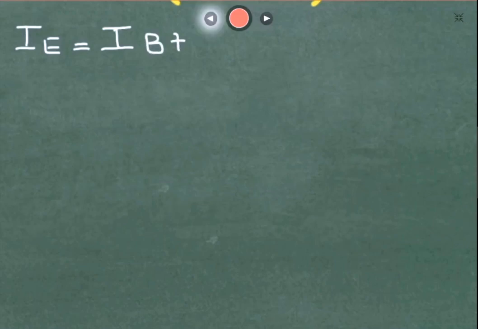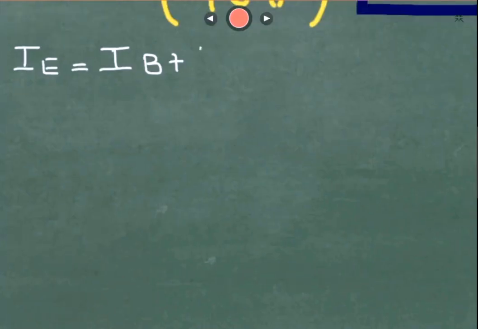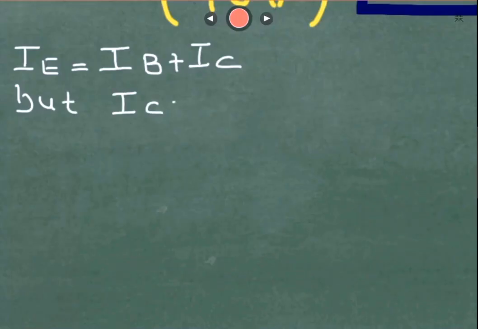IB plus IC. But IC can be given by beta into IB. Now, you substitute this value into the above equation.